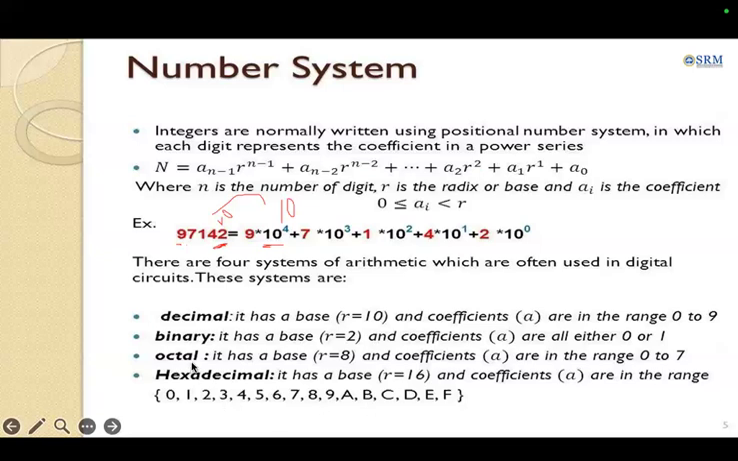Similarly, if you take octal, the radix or base for octal is what? R is equal to 8. And the coefficients range from 0 to 7. So octal values will always range from 0 to 7.